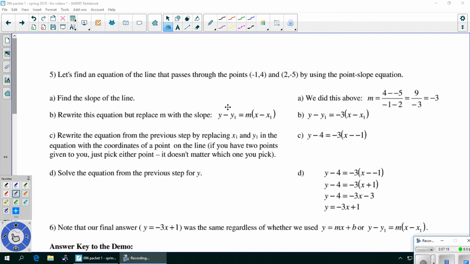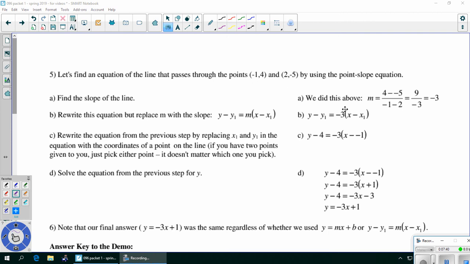Step B is to rewrite the equation that we just saw, but we make one small change and one change only, and that's to replace the m with the slope value that we just got. So -3 gets plopped right here. There it is. Everything else is copied. Then we're going to circle one of the 2 points. If we're given 1 point, then you don't have to do anything. But if you're given 2 points, you just focus on one. We'll again focus on this -1, 4.